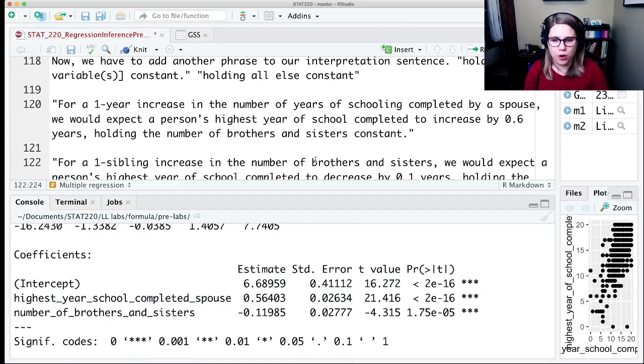If you want to know more about regression, we actually have an entire course, Stat 320, which is all about regression. We spend the entire semester on it. I teach it pretty frequently, so you could take that and we'd learn more about it.